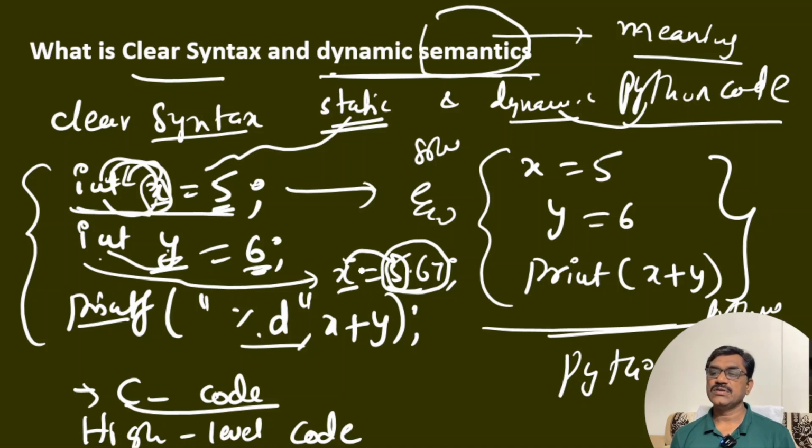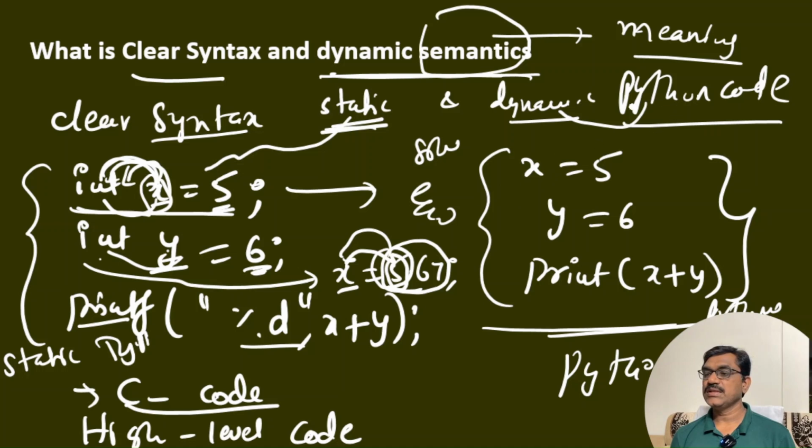Why? Because at runtime you are providing the value 5.67, but before execution, at compile time or at static time, you have given that x is of type integer. You have already predefined that x is integer, y is integer. After predefining everything, if you try to store x equals 5.67, the .67 is truncated, and only 5 is stored in x. This is about static typing.